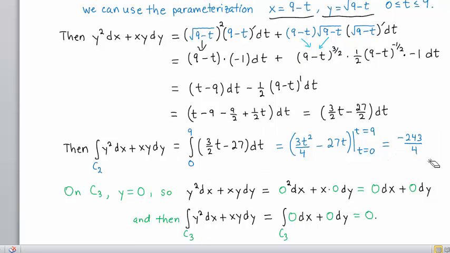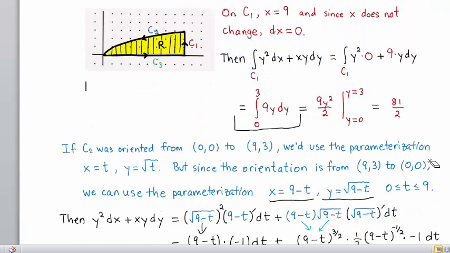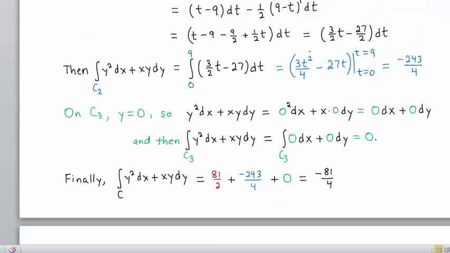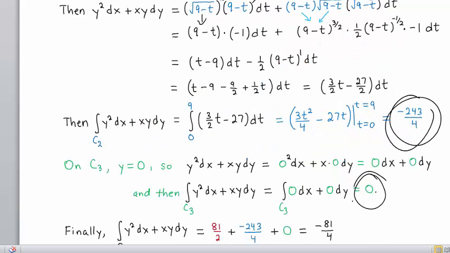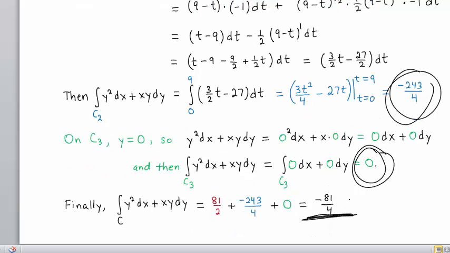Now let's look at C3, the last curve. We'll notice that C3 is a line segment that is part of the horizontal line y equals 0. Well, if this term has a 0 factor and this term has a 0 factor, then the entire integrand is 0, and that makes the integral total value 0. We add up our three results, the 81 halves, negative 243 fourths, and 0, and we get negative 81 fourths. Let's see if we get the same result using Green's theorem in Exercise 3b.